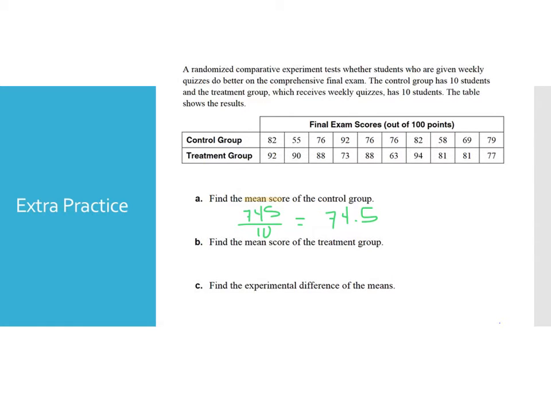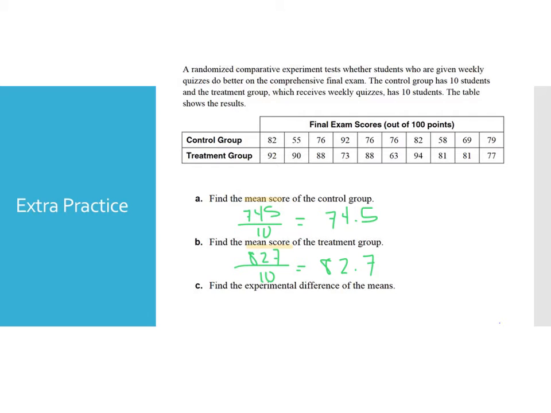Up next, I'm going to find the mean score of the treatment group. So I'm going to add the 92 plus 90, 88, 73, 88, 63, 94, 81, 81, and 77. That gives me a grand total of 827 divided by how many I have, which is 10, and I have 82.7. Now at the end, we're going to conclude something. Right now, just to point out, the treatment group does have a higher mean score.